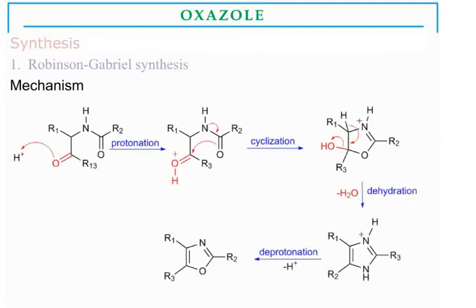Now, mechanism of Robinson-Gabriel synthesis. Oxygen lone pair of electrons provides electron density to electron deficient hydrogen, then formation of oxygen and carbon double bond and deficiency on oxygen, then cyclization, then dehydration, then deprotonation, and the final product is your oxazole.